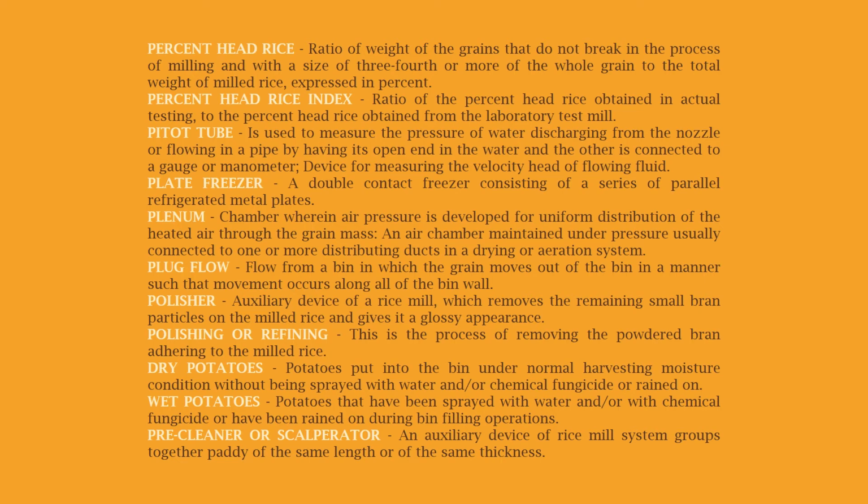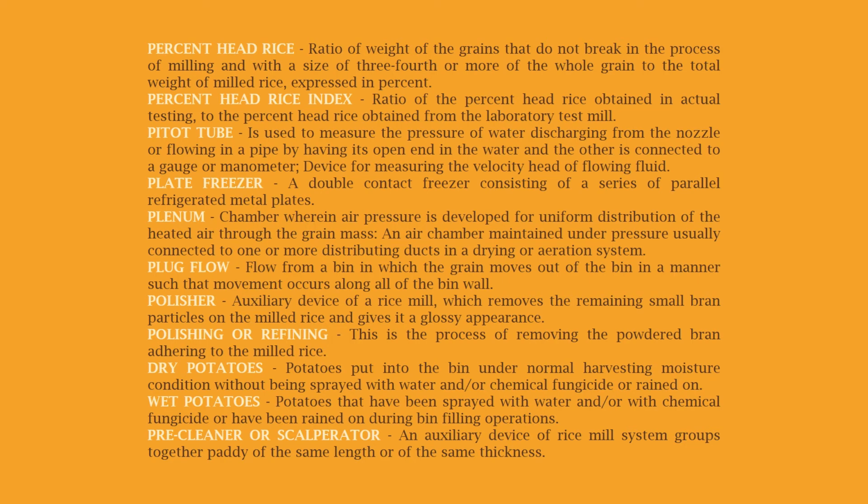Plenum. Chamber wherein air pressure is developed for uniform distribution of the heated air through the grain mass. An air chamber maintained under pressure usually connected to one or more distributing ducts in a drying or aeration system. Plug flow. Flow from a bin in which the grain moves out of the bin in a manner such that movement occurs along all of the bin wall.